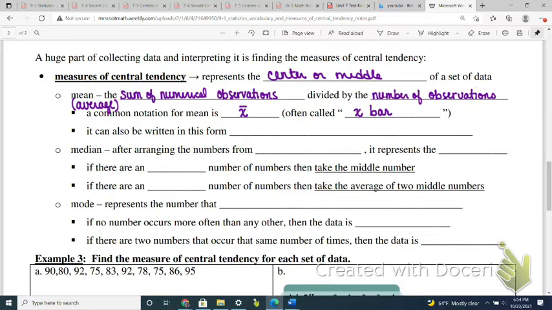Don't worry about this part. We're not going to go over that. So the median, after arranging the numbers in order from least to greatest, and this is the biggest mistake I see people making, is you don't put them in order. You cannot find the median until you put them in order. It is the middle number.